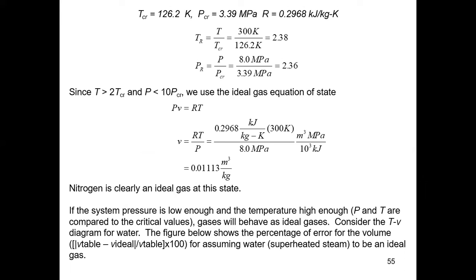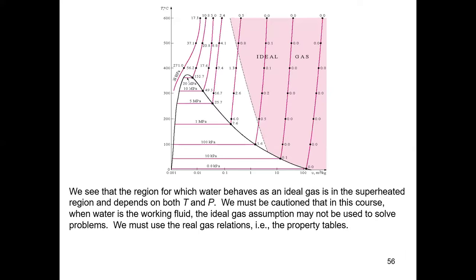So consider the T-v diagram for water. The figure below shows the percentage of error for the volume, the absolute value of v table minus v ideal divided by v table times 100, for assuming water to be an ideal gas. We see that the region for which water behaves as an ideal gas is the superheated region and depends on both temperature and pressure.